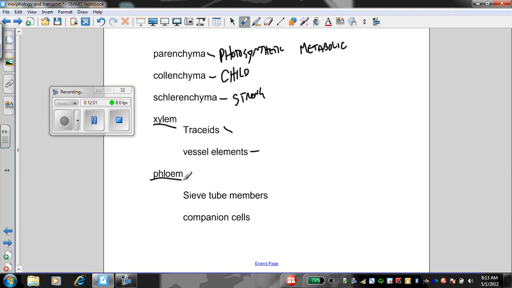Phloem is transporting food. We've got the sieve tube members, which are the primary cells that are doing this, and the companion cells, which are going to help out. They're going to help load things in. Remember, we talk about this is all going to be related as far as movement to transpiration. And this one's going to be all about translocation of sap, right, when we're going source to sink. We'll see that here in a little bit.